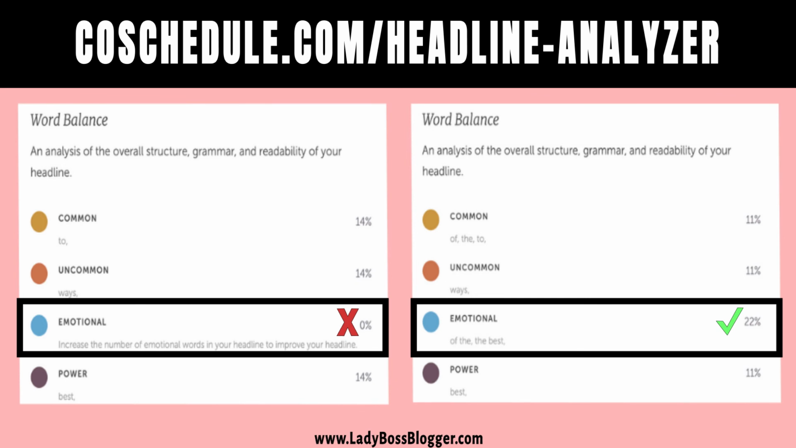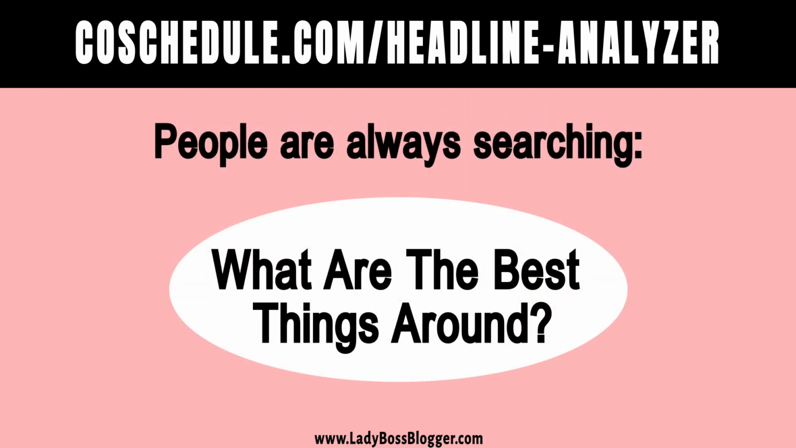If I click on this, I will learn something I didn't know. If I click on this, I will become something I wasn't. You want every single one of your blog posts to have that emotion to it. And also, of course, we're always looking on the internet for what are the best things around, right? So the best is a huge, powerful, emotional word that if you add in there, it will definitely bump up your score. So use this for every single headline you post out there.